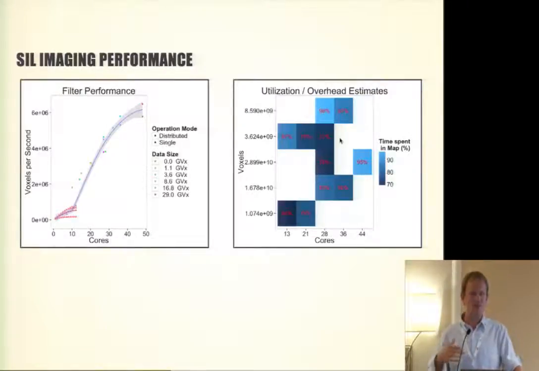It's difficult to say what happens when the number of cores goes from 44 to 1,000, but at least for these size samples, it worked very well.